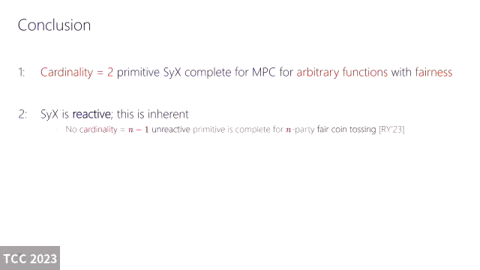One question of interest is whether such a reactive primitive like SYX is an overkill. It turns out that this is not the case. From a recent result of Raghuraman et al. from Asiacrypt this year, we know that no unreactive primitive of cardinality even as high as n-1 suffices for fair coin tossing. Thus, reactive primitives are necessary for fairness. Also note that from our protocol, reactivity was precisely what was enabling the synchronization between different channels.